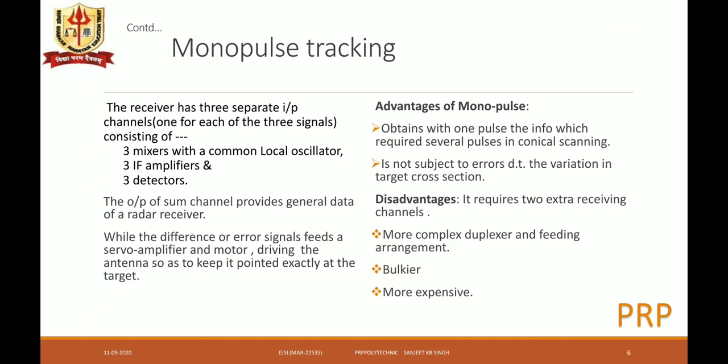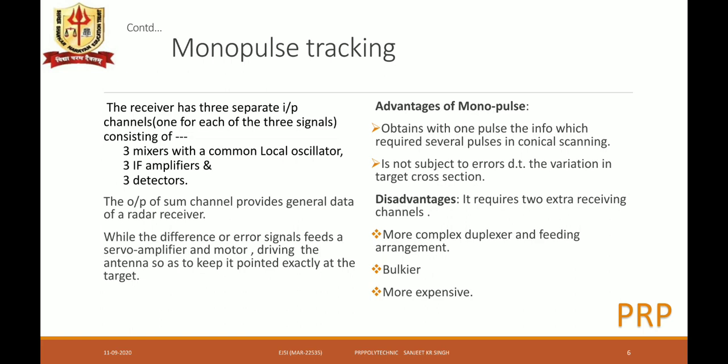So the receiver has three separate input channels, one for each of the three signals: the sum signal and the vertical and horizontal difference signals. The receiver circuit consists of three mixers with a common local oscillator for demodulating the received echo pulses. It will have three IF amplifiers to bring down the received signal to intermediate frequency level, and then three detectors.